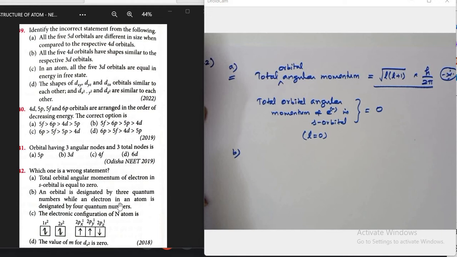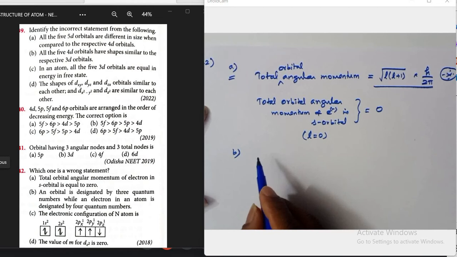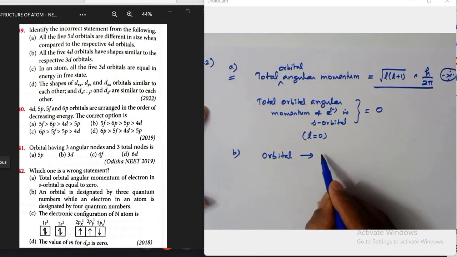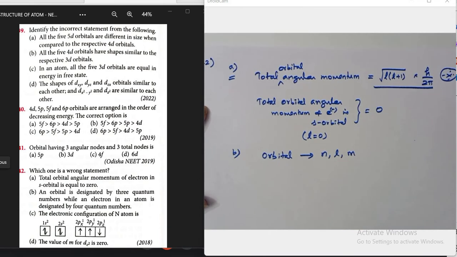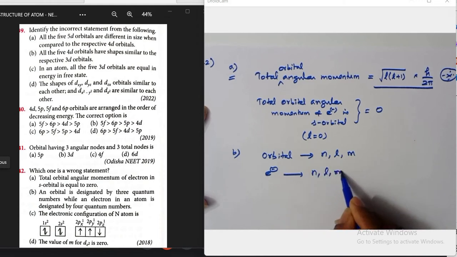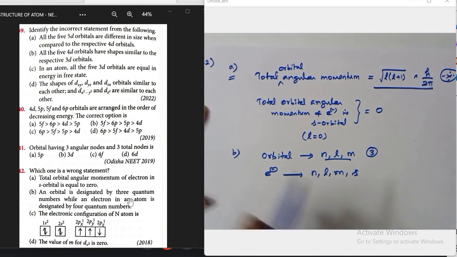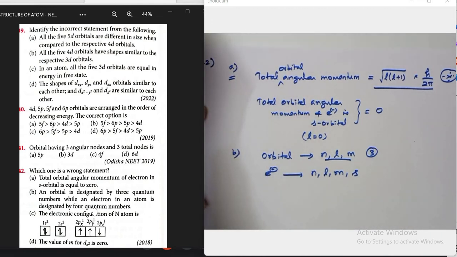An orbital is designated by 3 quantum numbers, while an electron in an atom is designated by 4 quantum numbers. Yes, that statement is correct. Option B, listen, we designate orbitals with the 3 quantum numbers n, L and m. Whereas electrons in orbital we represent with the 4 quantum numbers n, L, m and spin quantum number s. Yes, this is correct. Okay, I repeat. In option B, an orbital is designated by 3 quantum numbers, while an electron in an atom is designated by 4 quantum numbers. Yes, that's correct.